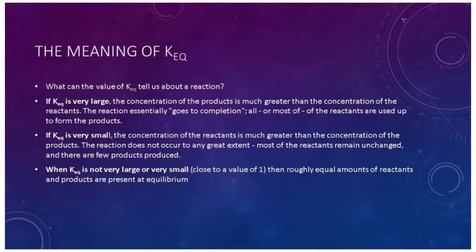If K equilibrium is not very large or not very small, but very close to 1, then roughly equal amounts of reactants and products are present at equilibrium.